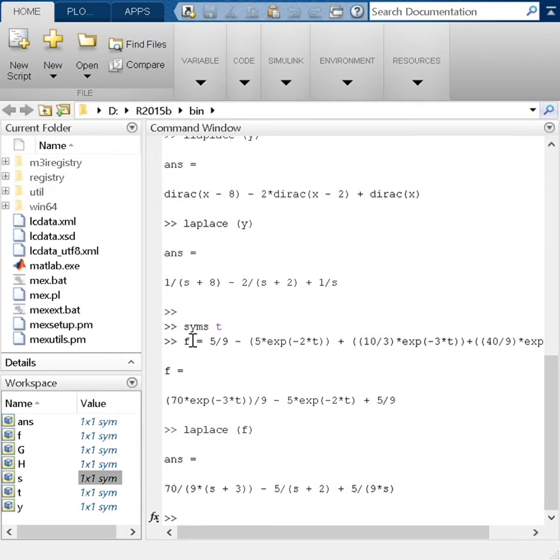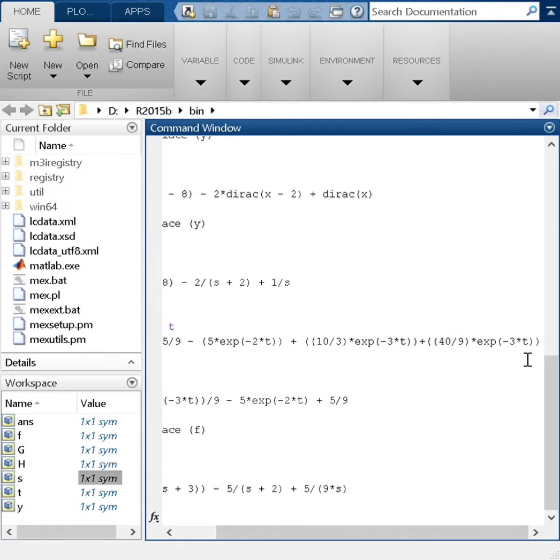And then we do it again for the second Roman, syms t, and then we declare the t, and we copy the equations. 5 over 9 minus 5 exponent by the power of 2t times 2 negative 2 times t plus 10 over 3 exponent times exponent by the power of negative 3 times t plus 40 over 9 times exponent by the power of negative 3 times t.